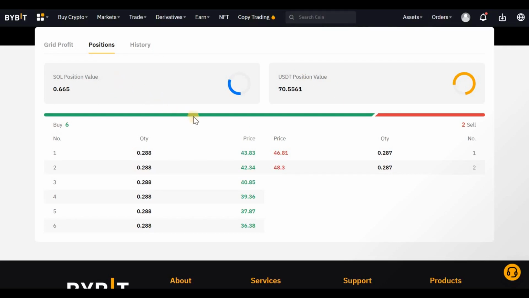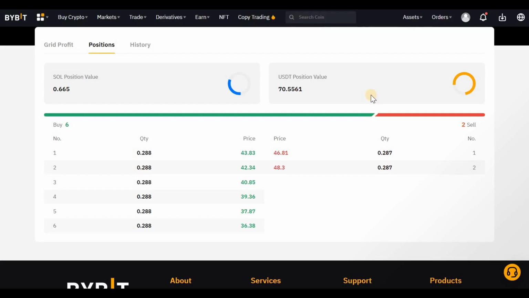So as the price continues to go down, my buy orders are going to be triggered, and when the price goes up to this level, my sell order is going to be executed. You can see right here, I have 6 buy orders and 2 sell orders. So this is basically how to create your own trading bot on the Bybit exchange.